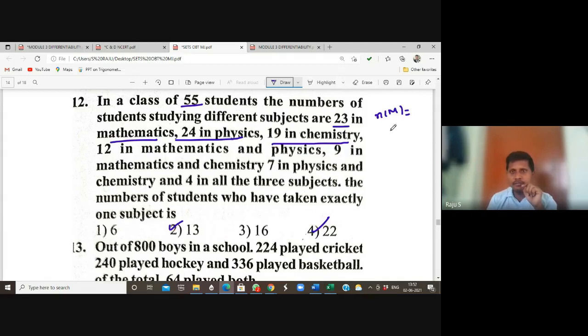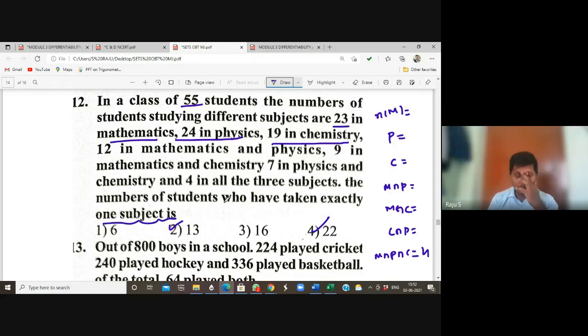n of M is given, n of P is given, n of C is given, n of M intersection P is given, M intersection C is given, C intersection P is given. 9 in mathematics, 7 in physics and chemistry, 4 in all three subjects. So what is the question? The number of students who have taken exactly one subject. Exactly one subject means what?